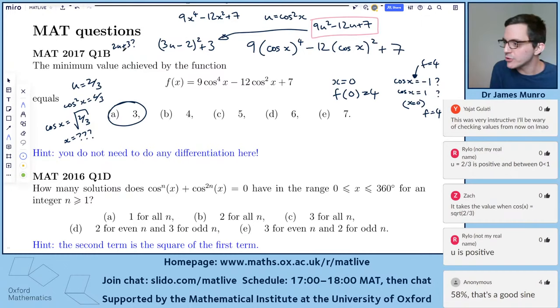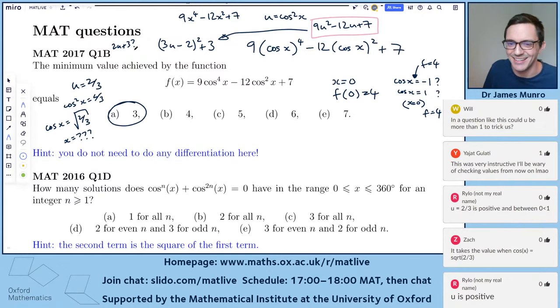Could u be more than 1 to trick us? Yes, that would be a problem as well. So here, you've got to be really careful when you're doing this kind of minimizing thing. What we've done is changed variables. We started with this value x, that could be anything, and then we changed variable to u. We've got to remember at some point, maybe when we're checking our answer, that u can only go between 0 and 1.